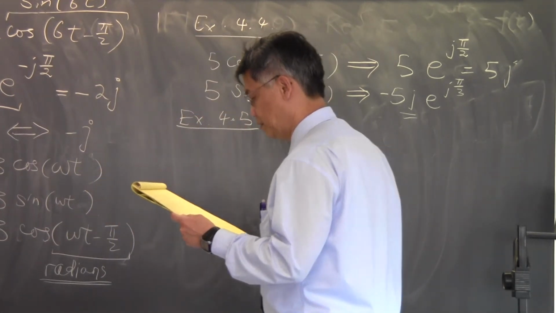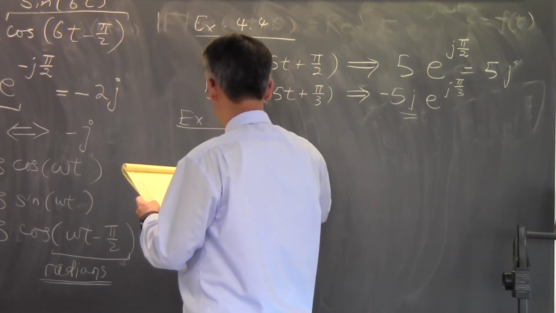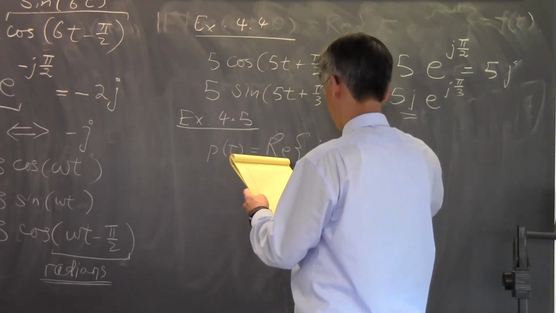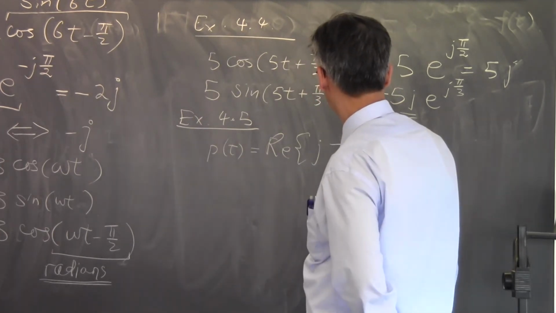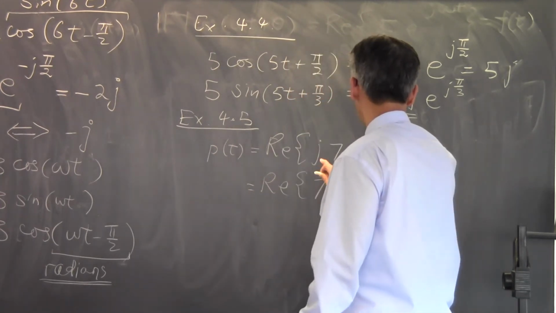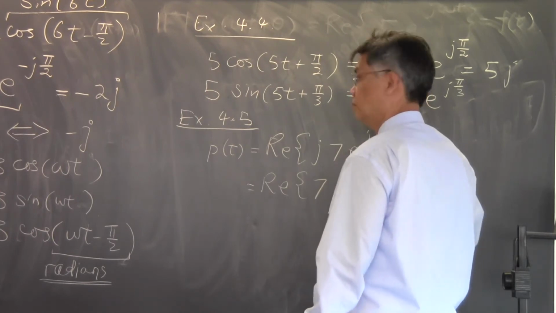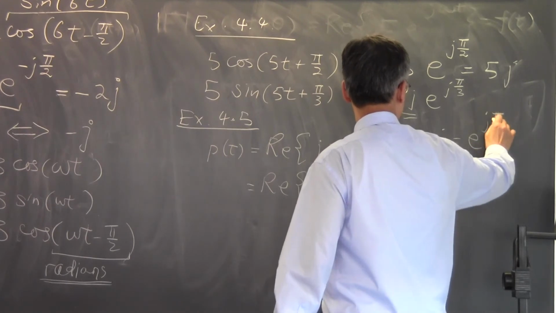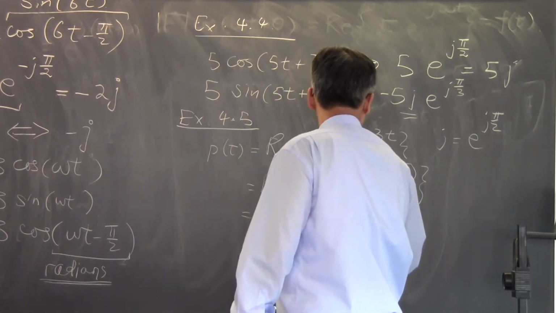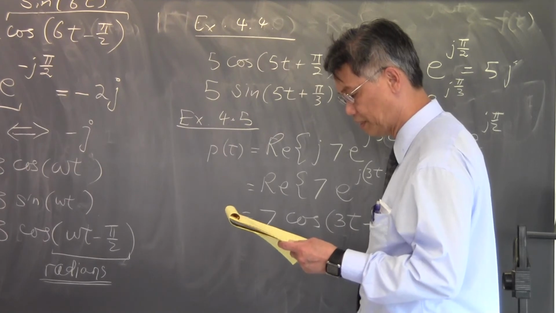Example 4.5. If I were to have a function that looks like this, I multiply by j, 7e to the j 3t. How would I find its cosinusoidal form? To find its cosinusoidal form, I just put the j in the exponent, and if I put j in the exponent, it becomes pi over 2. Just remember that j is equal to e to the j pi over 2. When they multiply together, add the exponents, I get this, and this is just 7 cosine of 3t plus pi over 2. So plus j and minus j just give those phase differences.